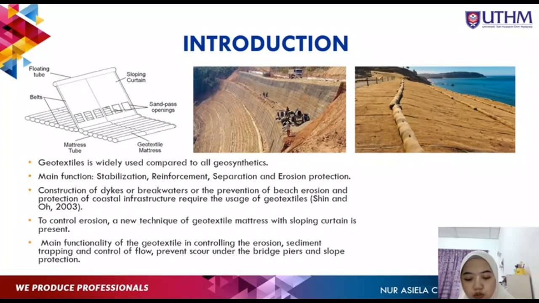As we know, for control of flow, you can see it on a bridge that is built on the sea, in the construction of a bridge. This sediment trap or sloping curtain can be used to prevent scour under the bridge piers and for slope protection. I think in Malaysia you could see it more on slopes, in fact on the seabed, because it is under the sea. So that's all from me. Other than that, geotextile is also used for stabilization, reinforcement, separation, and erosion protection. That's all from me. Thank you.